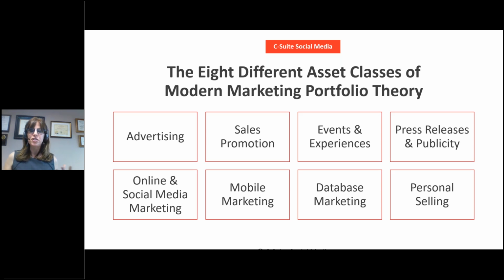And the last is personal selling. I have a client that's doing a trade show in a couple of weeks, and that company is very much trying to organize one-on-one meetings to demo their products and things like that. So that's it in a nutshell. These are the 8 different modern classes of marketing portfolio theory.